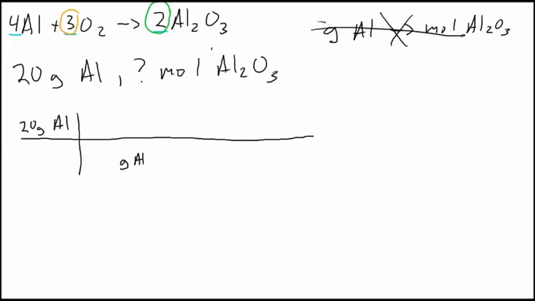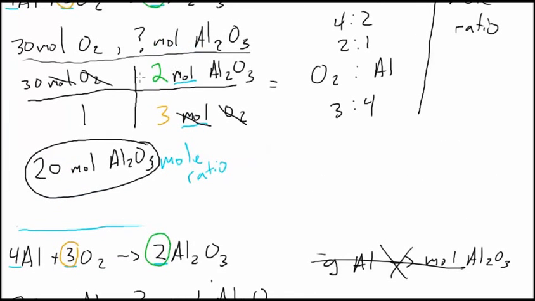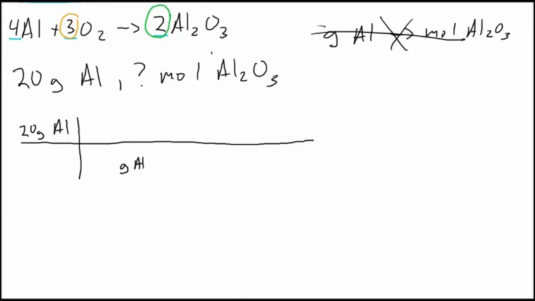Well, if you know the moles of one substance, then you can convert to the moles of another substance using the mole ratio. But we don't have moles of our first substance. But we can find moles of our first substance. So we're going to go from grams of aluminum to moles of aluminum. And whenever you're in moles, you can convert from one substance to the other. So then after we're in moles, we're going to go from moles of aluminum to moles of aluminum oxide, which is what this problem is asking us to find.